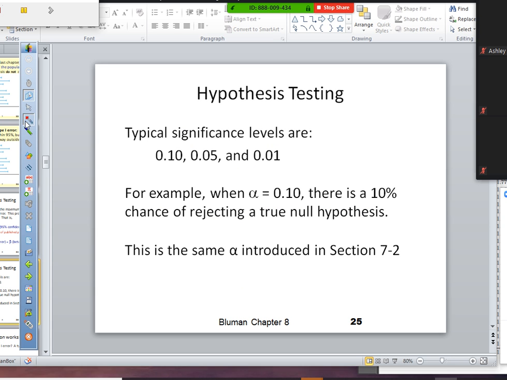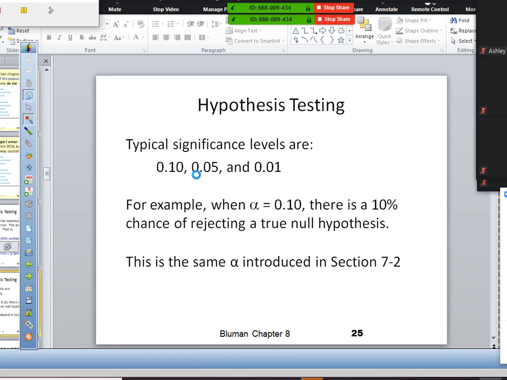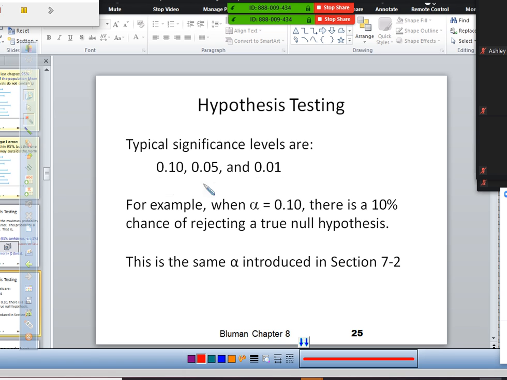Typical significance levels, we talked about those earlier. Usually it's 0.05, sometimes it's 0.10 or 0.01. So these are all the typical ones that are used. For example, when alpha is 0.10, that means there's a 10% chance of getting an unusual sample, so you reject the null hypothesis when you shouldn't. This is the same alpha we had in chapter 7. It hasn't changed at all.